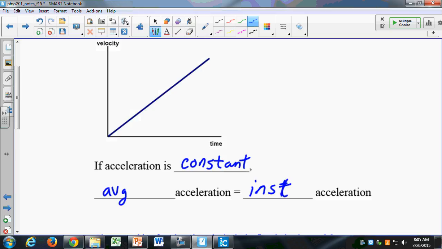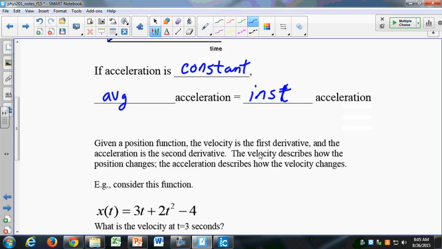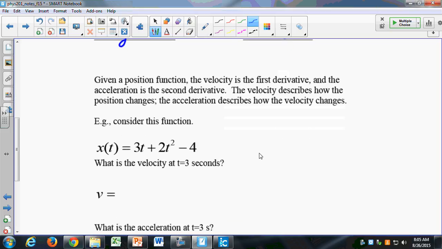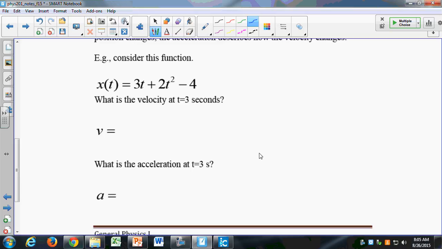All right, let's try doing some problems with functions. Let's say that I have this function, and I just want to know the velocity at t equal 3 seconds. Just take a second. I want you to find the velocity of this particle. The position of the particle is defined by this function, 3t plus 2t squared minus 4. What would you do in order to find the velocity of that object at t equal 3 seconds?